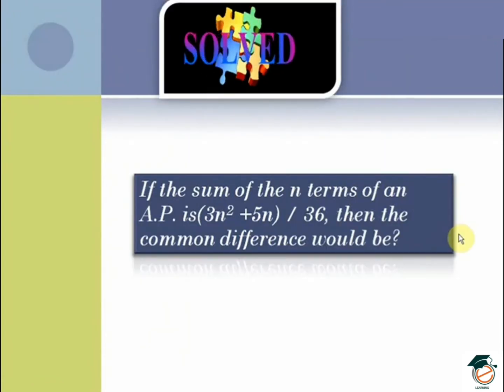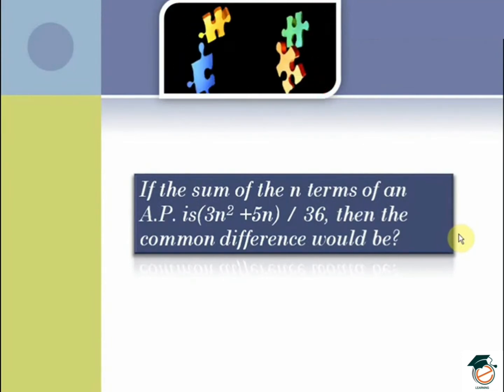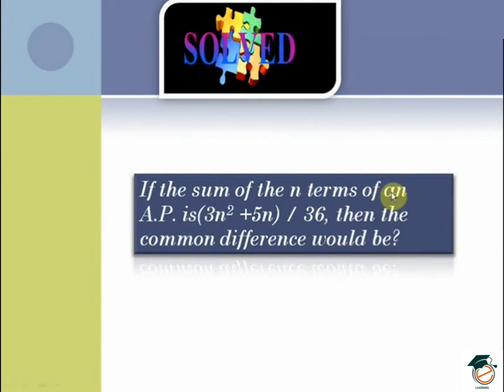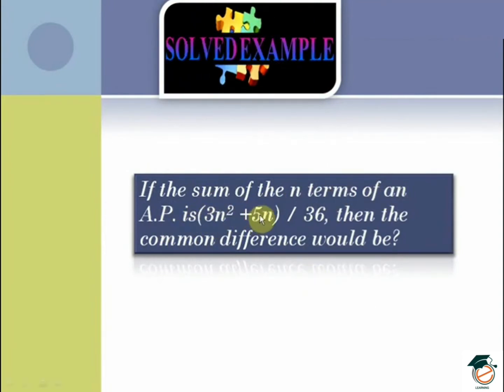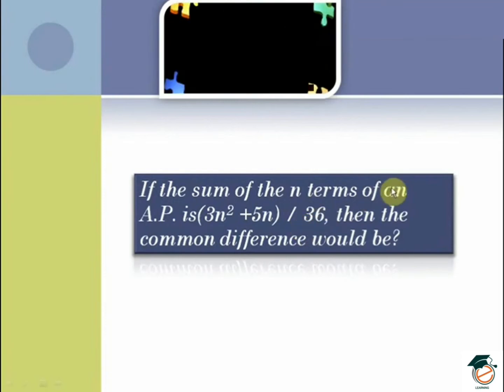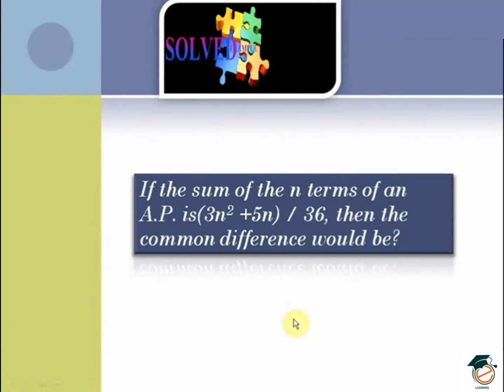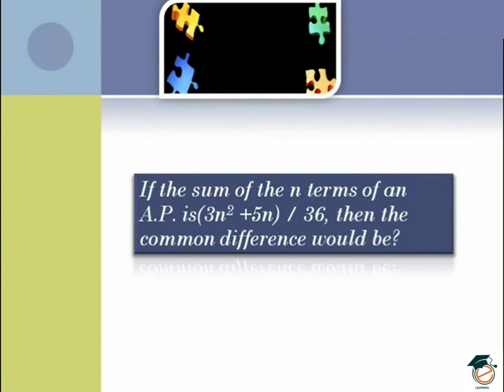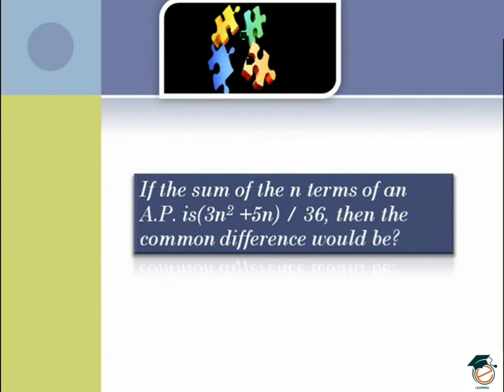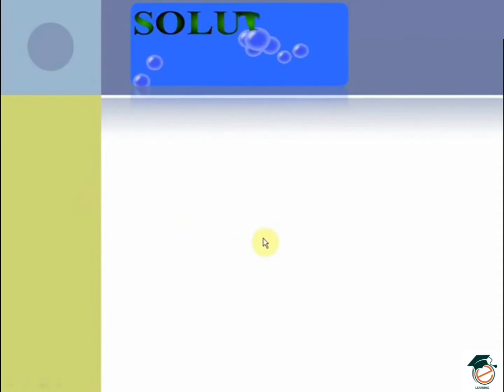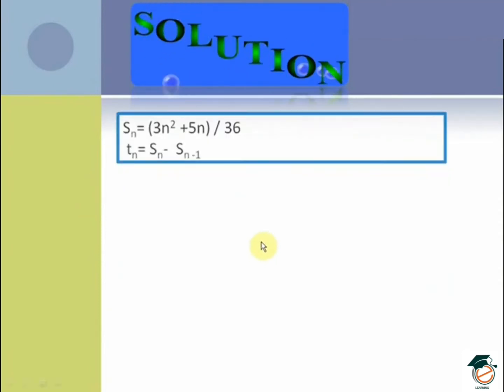Now based on the sum of n terms of an AP, let's try to solve a few examples to understand this formula more clearly. If the sum of the n terms of an AP is (3n square plus 5n) by 36, then the common difference would be? So in this problem we have been given the sum of n terms in terms of n, and we have to find out the common difference of such an AP. So again, let's look at the solution of this problem.